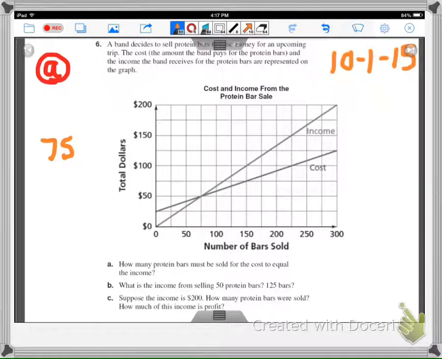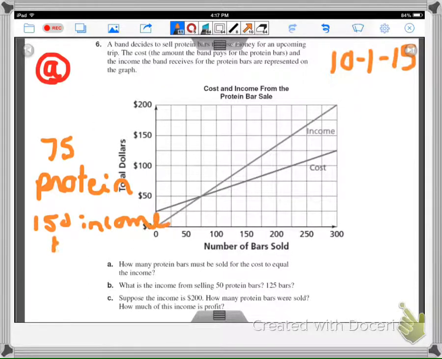The other part that I'd like you to write down, so I want you to make sure you label 75 protein bars, and then at that point it would be $150 of income and $150 worth of cost. So 150 income and 150 cost. Be sure to write that down.